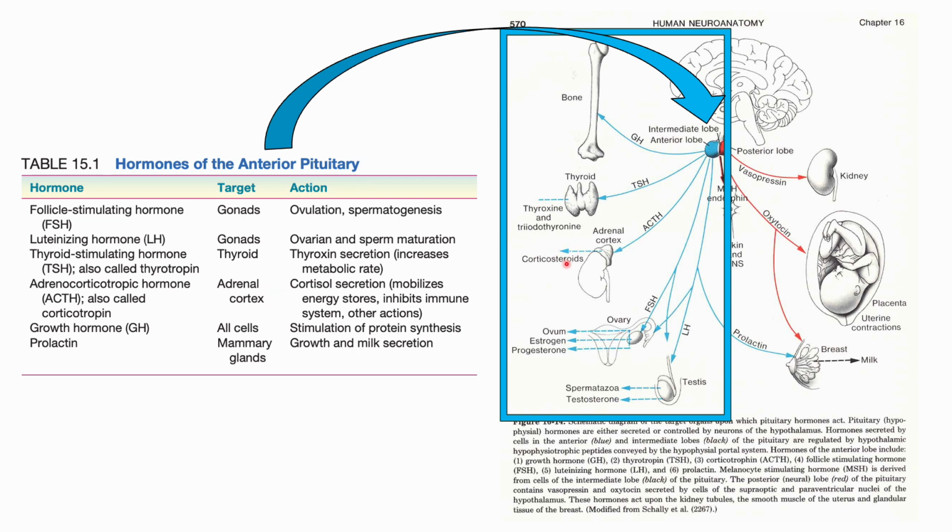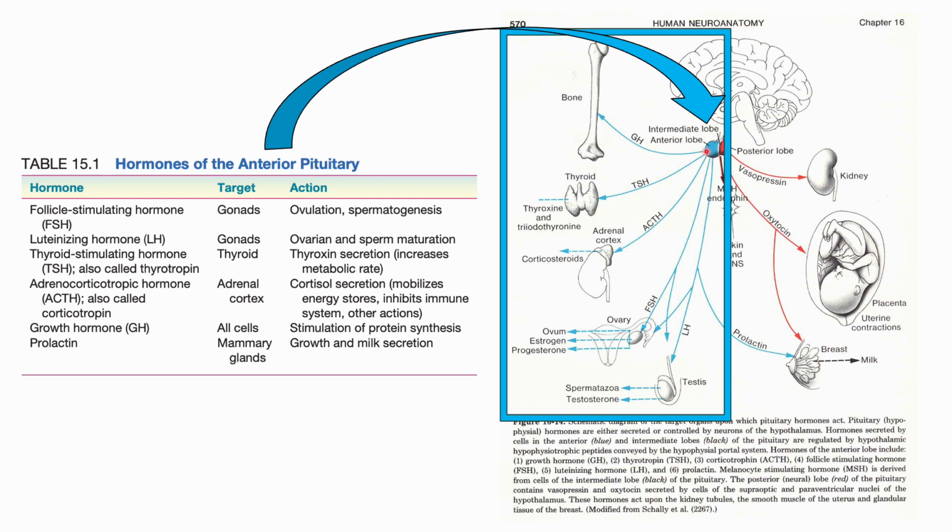So, for example, we have growth hormone, known as GH, that can be released from the anterior pituitary and can actually stimulate protein synthesis in our bones and other areas of the body. Also, the anterior pituitary is responsible for the release of thyroid stimulating hormone, or TSH. This can play a role in thyroxine secretion by the thyroid.